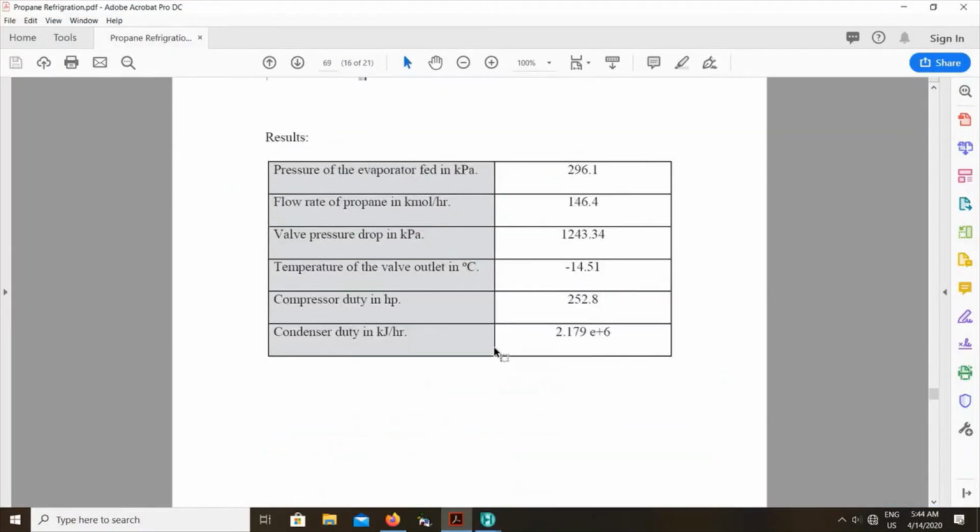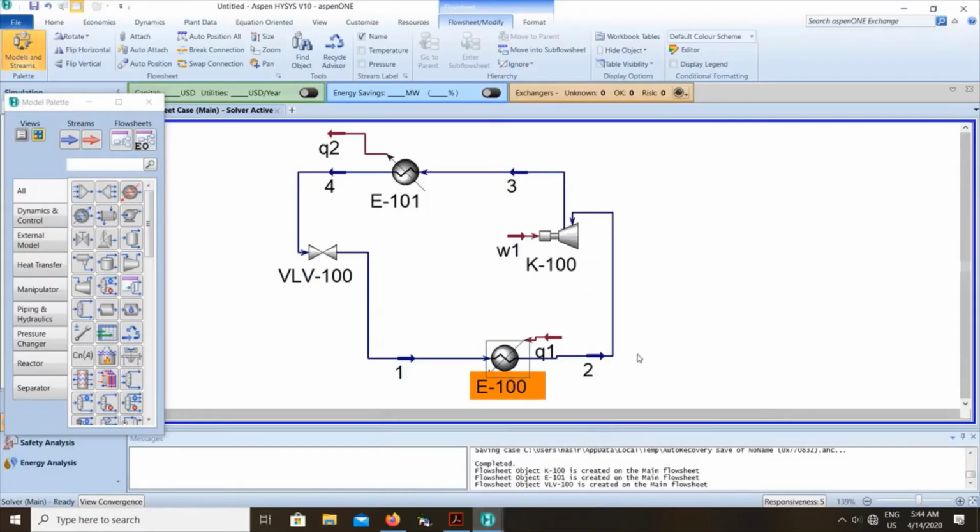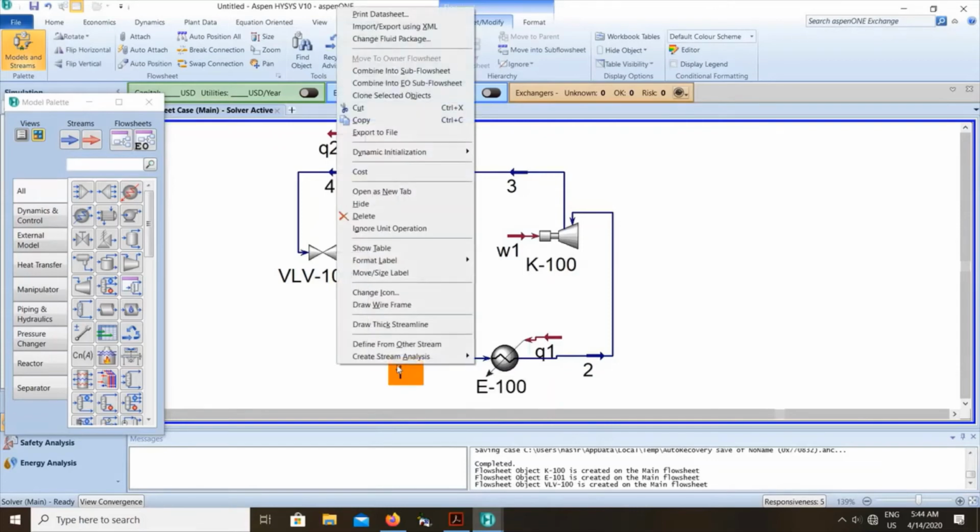If you go down, what we need to calculate is the pressure of the evaporator that is fed, the inlet pressure of the evaporator. That will be this one. So you can see here the pressure for the inlet. You can show this as a table if you want to.